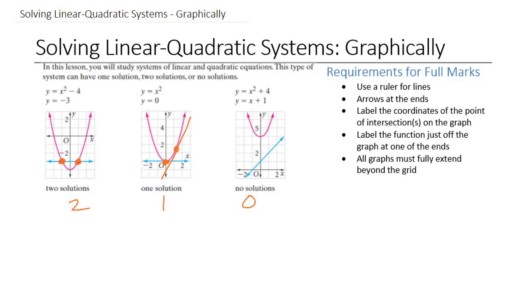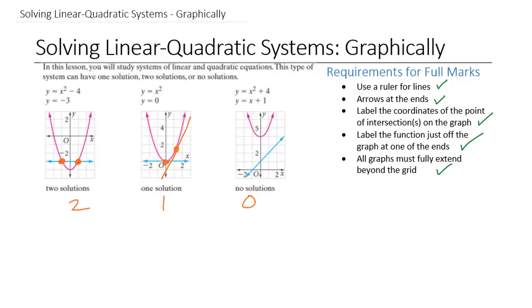So let's review the kind of things that we're looking for in our class. Are you using a ruler for the lines? Are you drawing arrows at the end of all your graphs, all the parabolas and lines you're drawing? Label the coordinates of the point of intersection on the graph. Label the functions at one of the ends. And all graphs must fully extend beyond the grid to receive full marks. So these are the things you're really being marked on. So this should be pretty easy, just doing some grade 9 and 10 skills, just one final time in grade 11, making sure you actually can do an adequate job of that.